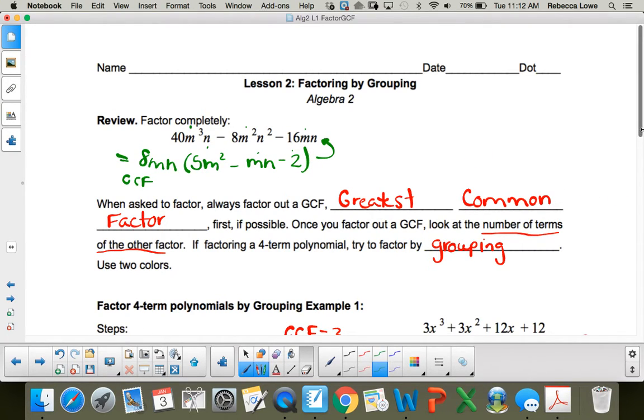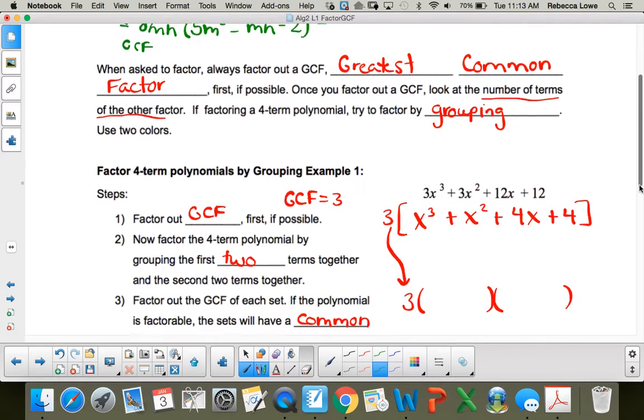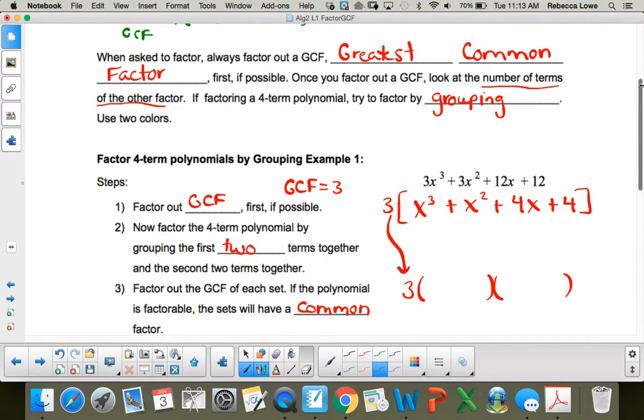All right, so that was a review of greatest common factor. So once you factor out a GCF, you look at the number of terms of the other factor. So in this case, the other factor has 3 terms. But today we're going to be looking to see if it has 4 terms. We're going to try to factor it by grouping. So this one has 3. We will talk about how to try to factor this. I know it's not factorable. So let's do one where it has 4 terms left over.